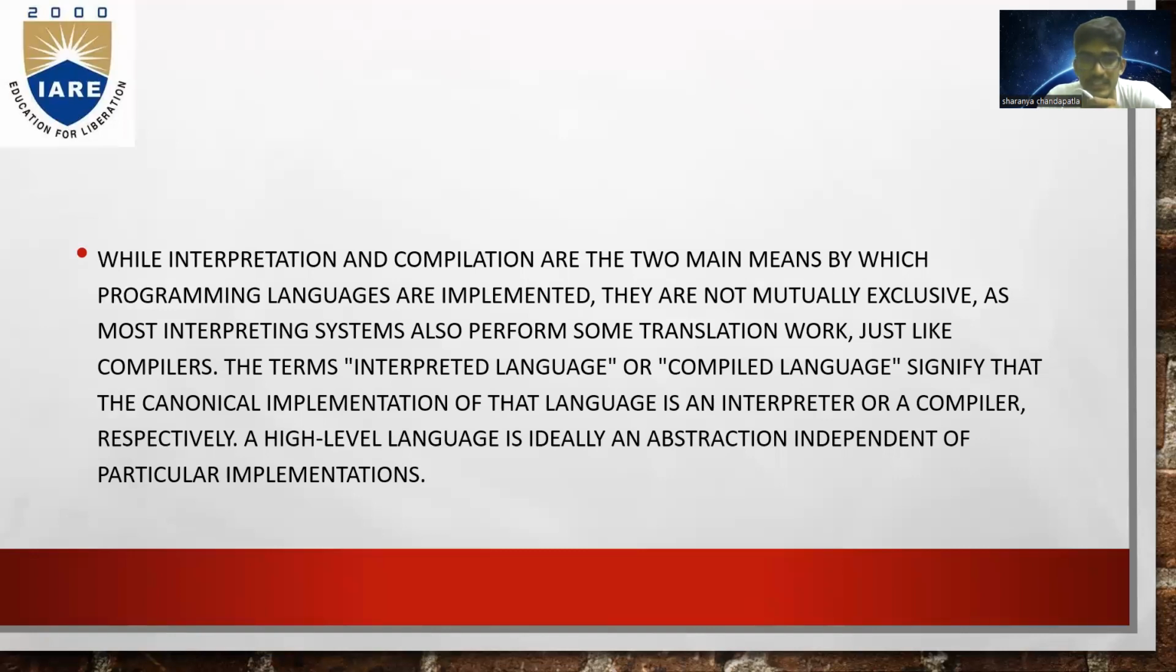So while interpretation and compilation are the two main means by which programming languages are implemented, they are not mutually exclusive. Most interpretation systems also perform some translation work, just like compilers.